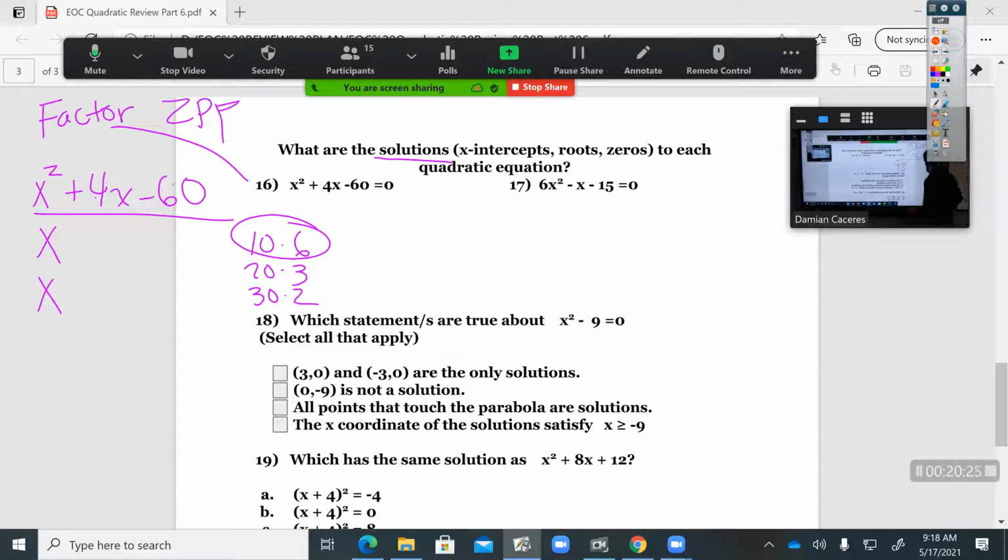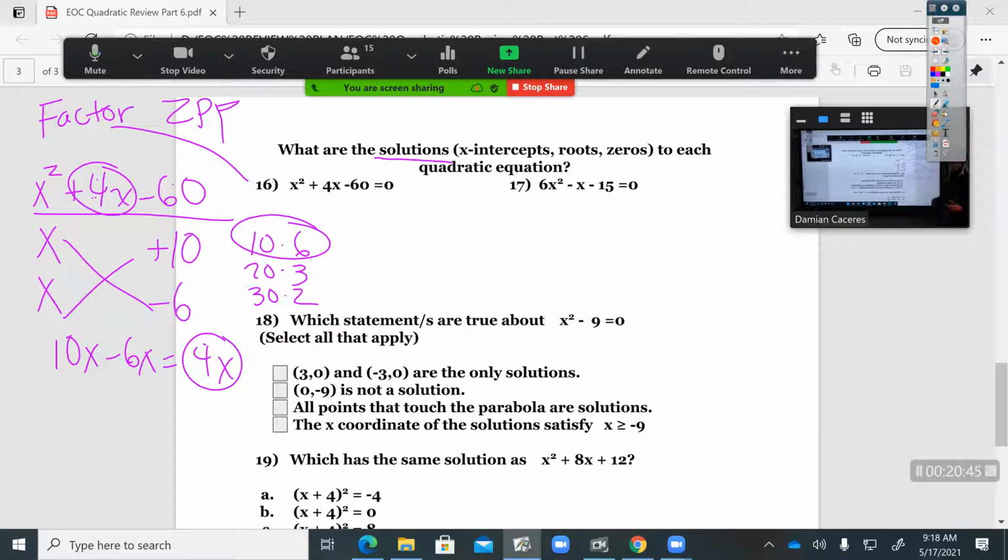Now that's negative 60, so it's going to be 10 times 6, but one of them is negative. If the middle number is positive, the bigger number is positive, which means the negative goes on the 6. Now, if you cross multiply, it's going to give you 10x minus 6x, which equals 4x. Again, your middle number matches. So that tells you that the first set of factors is x plus 10. Second set of factors is x minus 6.